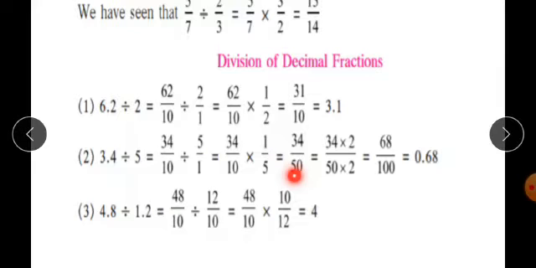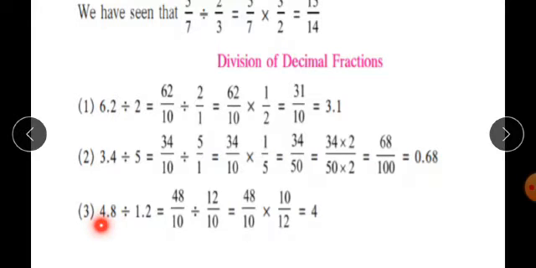Now, student, you know that for decimal representation, the denominator must be 10, 100, or 1000, or any other multiple of 10 of this kind. Student, you know that if we multiply 50 by 2, then we will get the denominator 100, and therefore for this fraction we are going to multiply numerator and denominator by 2. Therefore 34 into 2 upon 50 into 2 is equal to 68 upon 100, and therefore decimal representation is 0.68.